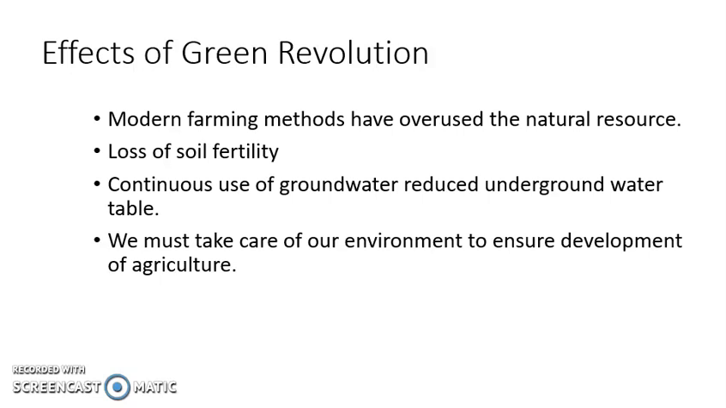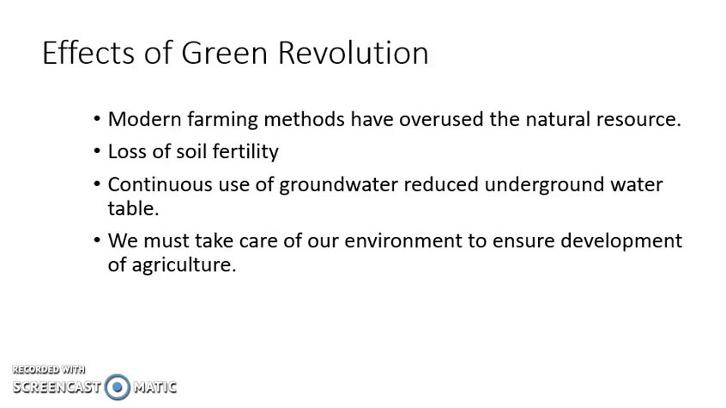And also, we must take care of our environment to ensure development of agriculture. Agricultural development is required, but we have to ensure that it does not hamper the environment. So we have to take care of our environment before we use modern farming techniques. The modern farming techniques brought about through the Green Revolution have a lot of advantages, and at the same time a lot of disadvantages.